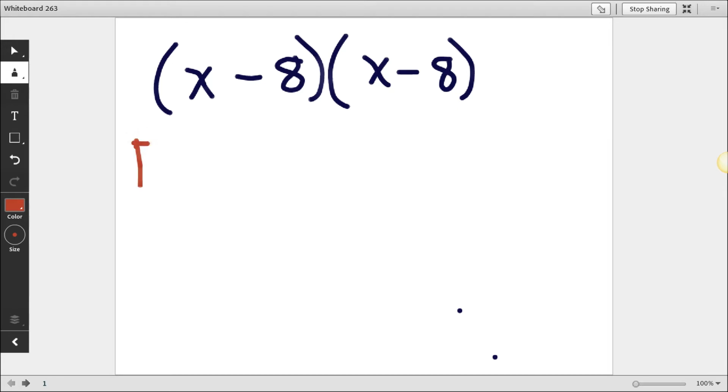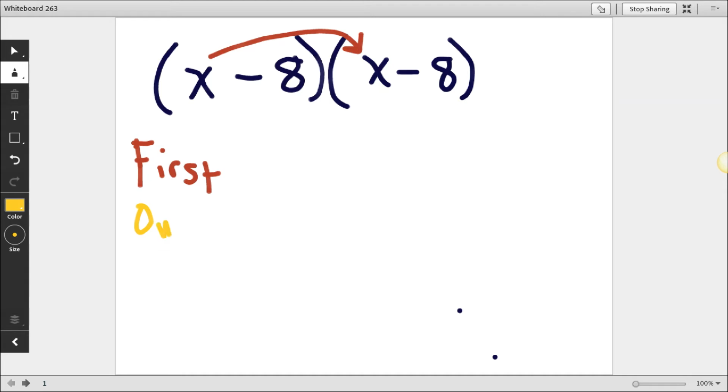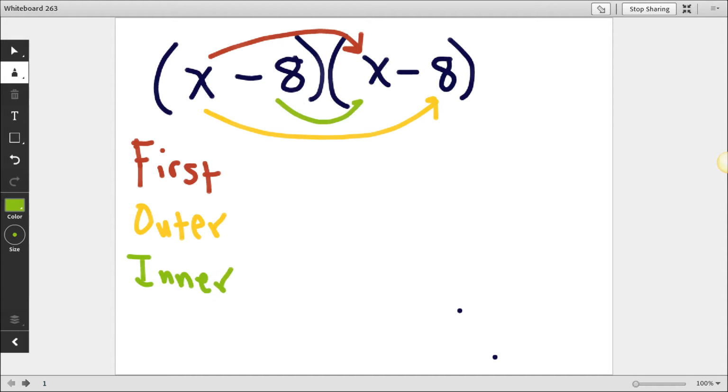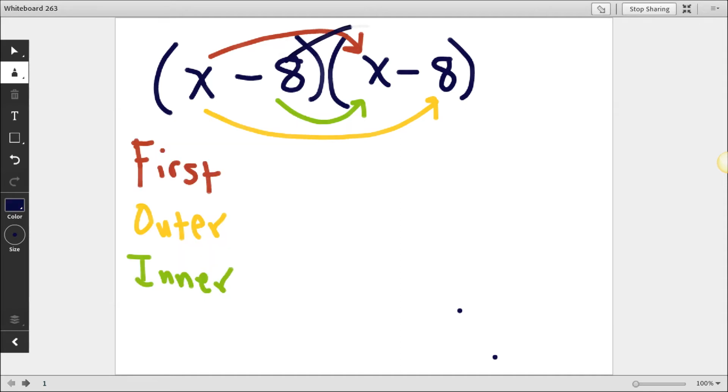FOIL is first. Outer. Inner. And last. So we're just going to multiply those things.